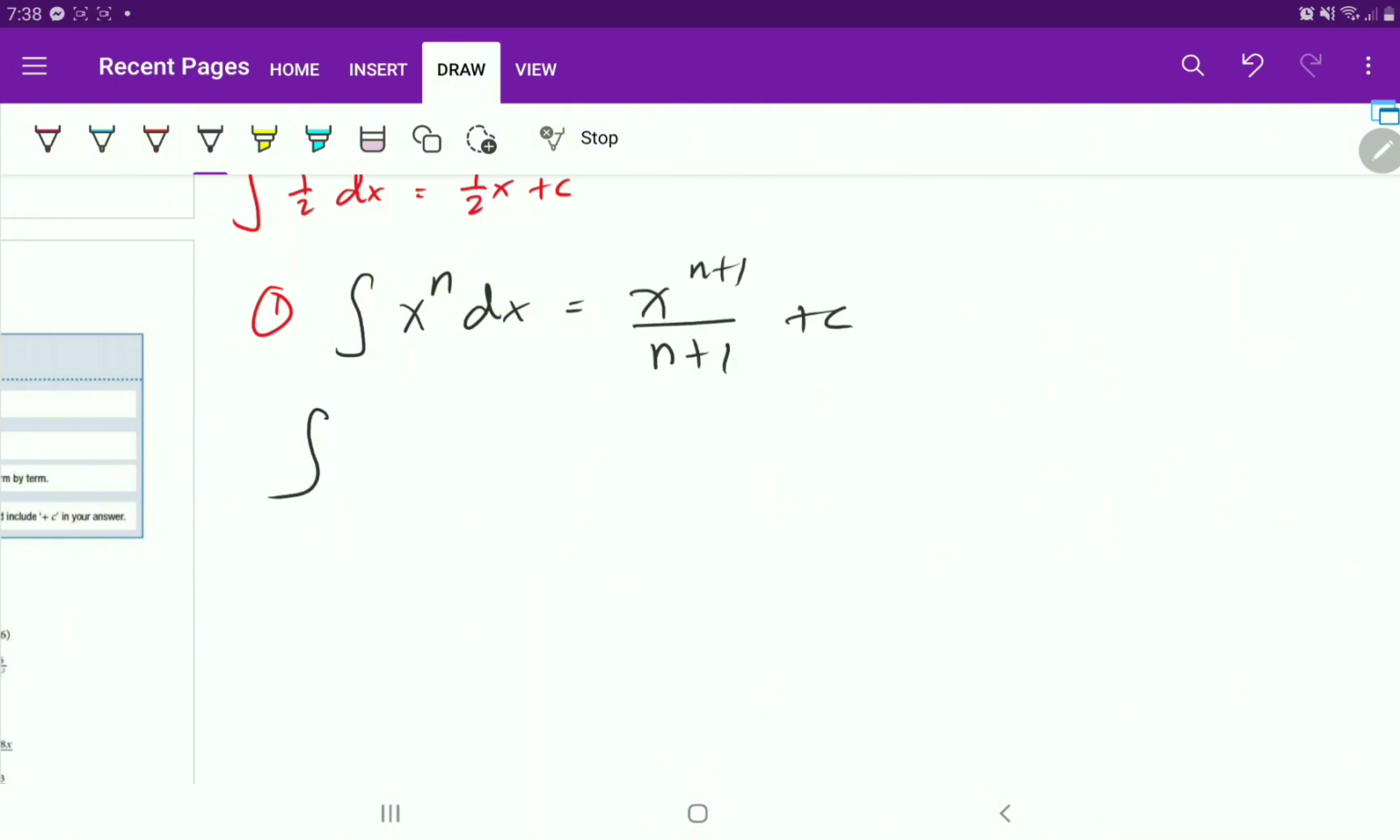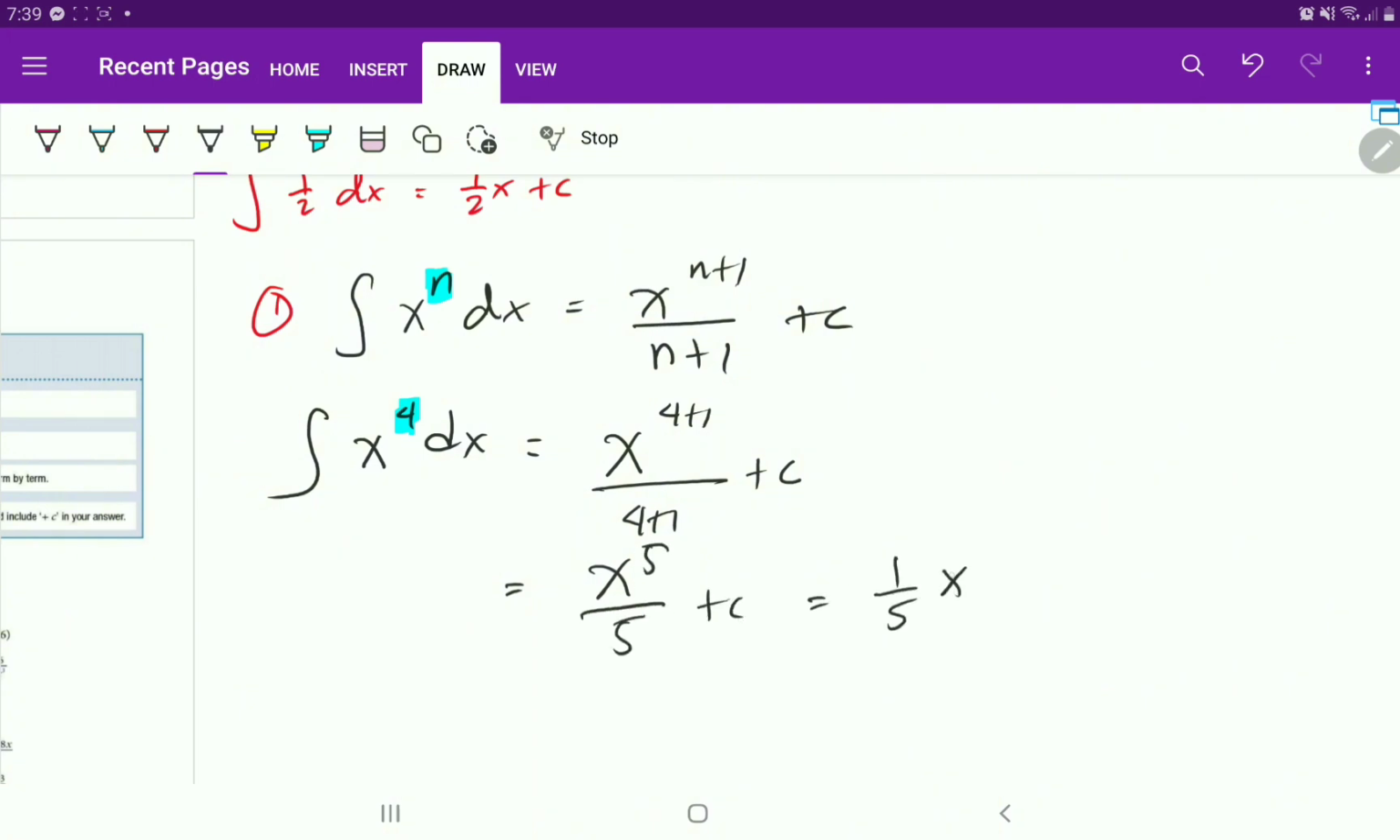Let's try to have an example. The integral of x to the 4th dx. Take a look, our n here is 4. And what does it say? That is equal to x to the 4 plus 1, because n plus 1, over 4 plus 1, plus c, which is equal to x to the 5 over 5 plus c. Or if you want to write it this way, that's also correct.